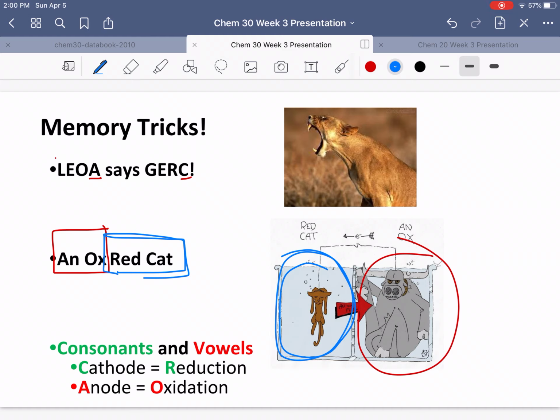And honestly, this is the one that I use the most because I just find it the simplest. If you put your consonants together, then those ones go together. Cathode is capital C, consonant, reduction, capital R consonant, they go together. Vice versa, if you take your vowels, anode, oxidation, those two match. Anyway, couple different memory tricks. Key point is pick something that works for you because this is really important that you do not get it mixed up in your brains.